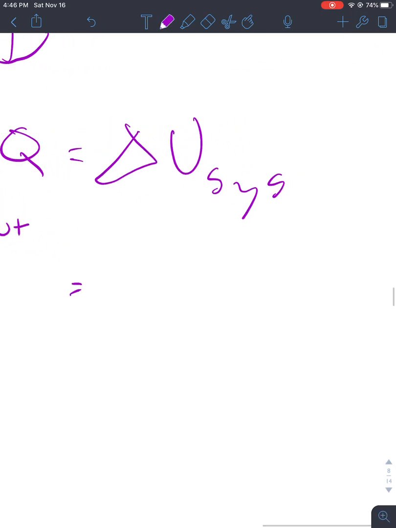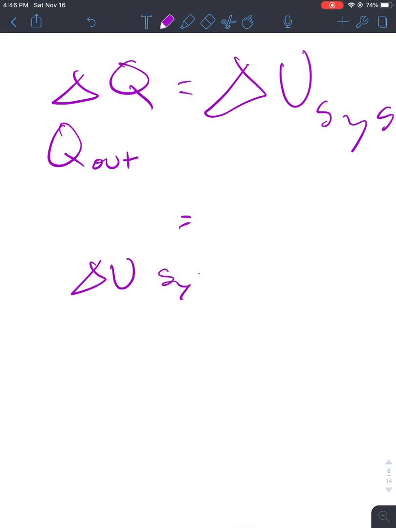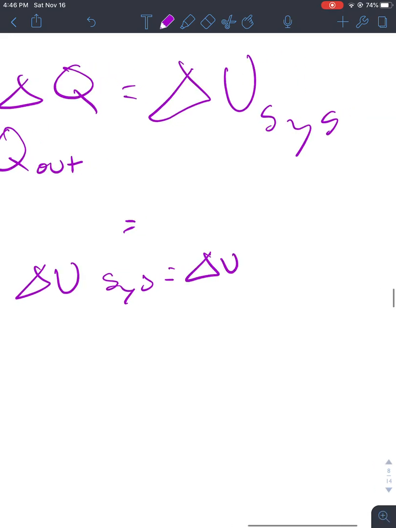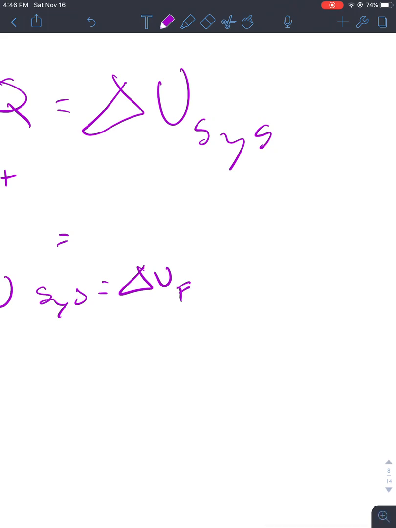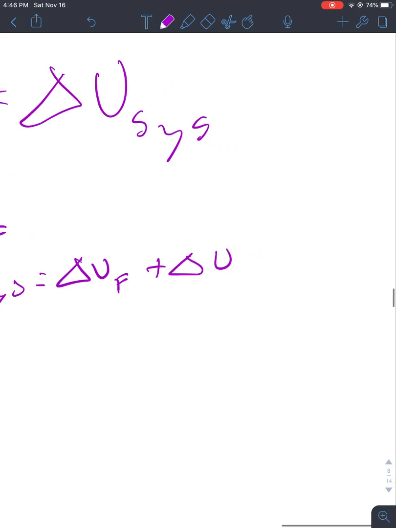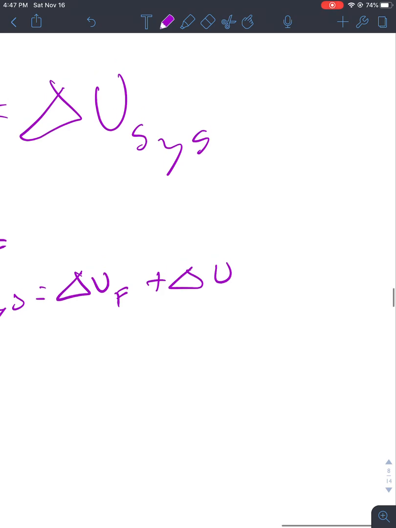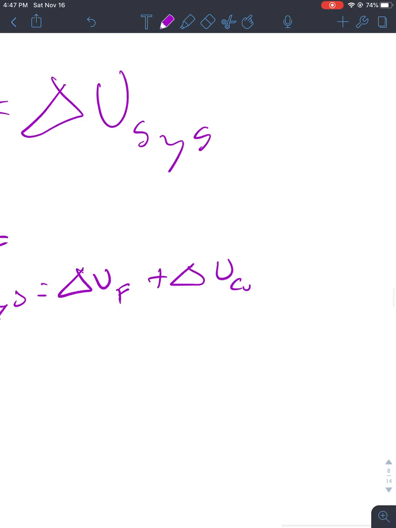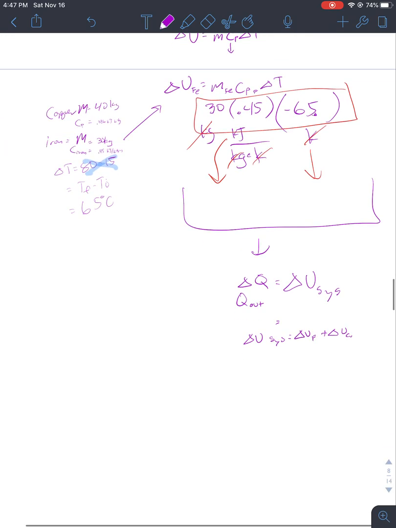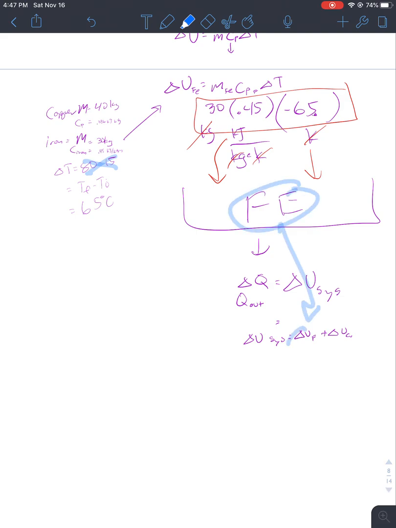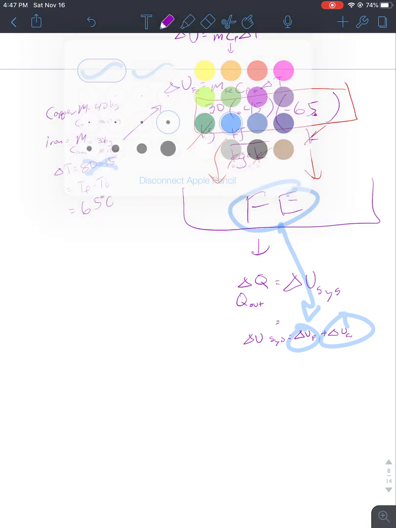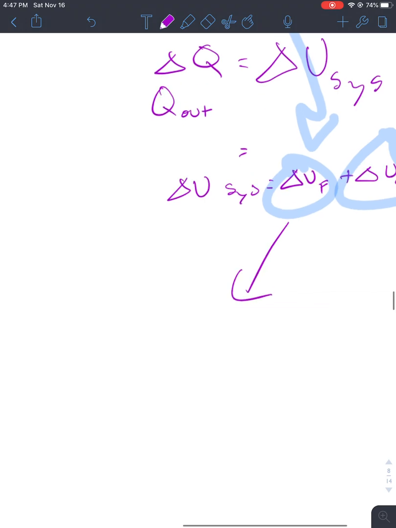Delta U system equals delta U iron plus delta U internal, iron, nickel, what was it? Copper. So this whole thing is iron. Have that there. That's this. Now we need copper, and you could do the same thing.